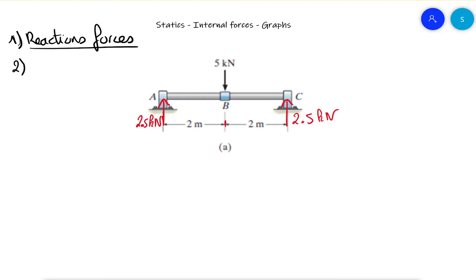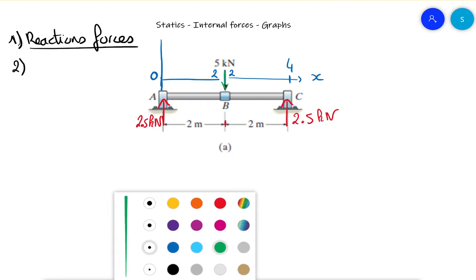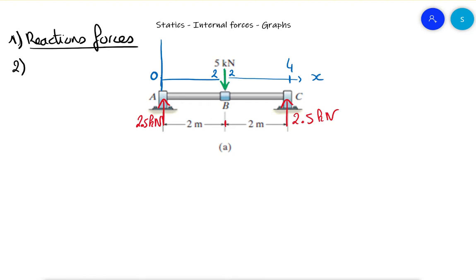So everywhere we have a force or a moment that is applied on the structure, we need to cut the interval. So we use the axis x like this. The first interval will be from 0 to 2, and the second interval will be from 2 to 4. Why? Because we have a force of 5 kilonewton there. As soon as we have either a force or a moment, we need to cut the function into different functions.